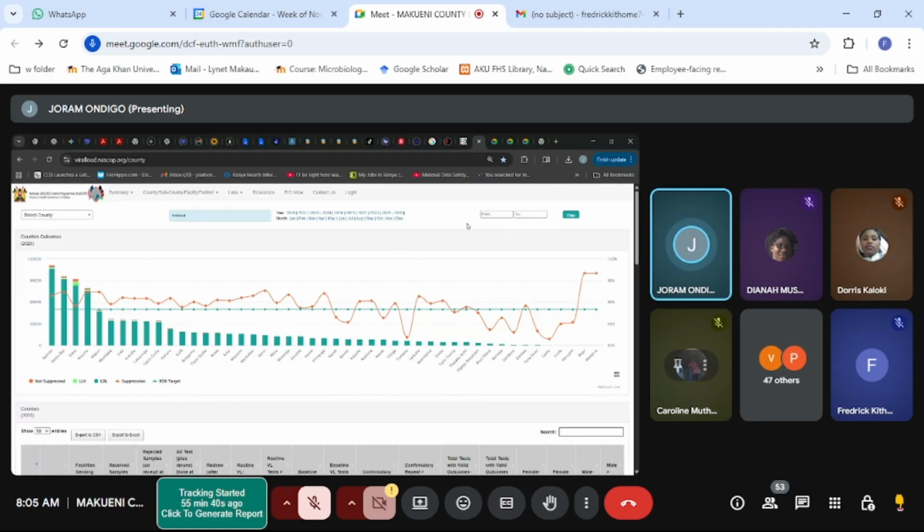But starting with this gives you a head start in ensuring that you know what's happening in your county, what's happening in your facility, what's happening in your sub-county, and you can compare yourself with even other sub-counties, other counties, projections, looking at all sorts of things, because this data is hosted on this website.